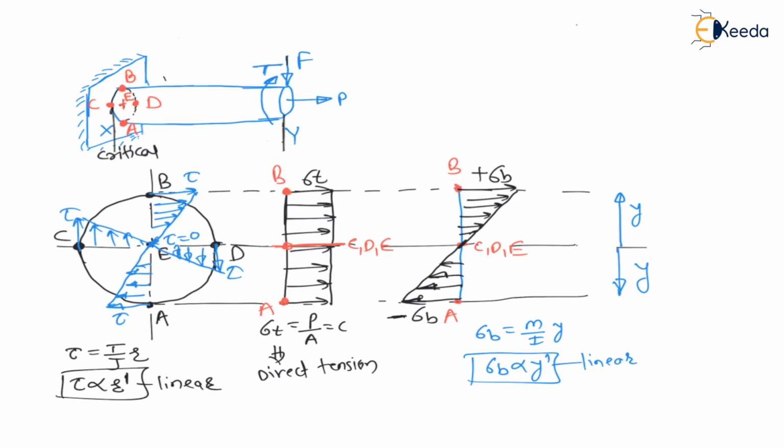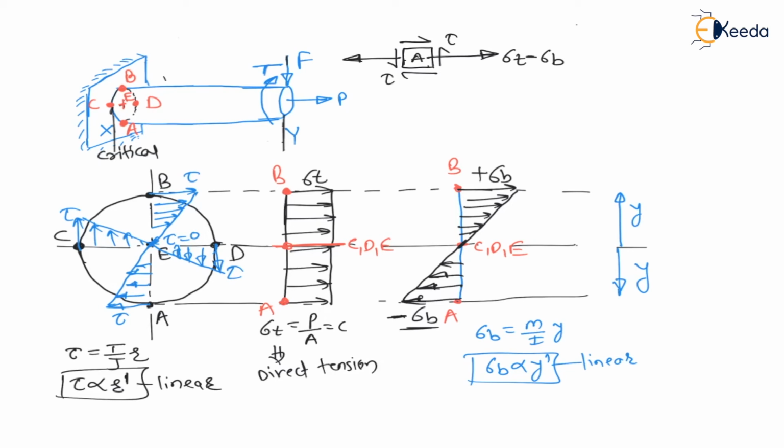Now we will locate the critical element for these stress distributions. Let us start with point A. At point A, torsional shear stress is maximum, tau. Again, at point A, there is direct tensile stress sigma T, and bending stress is compressive, which is nothing but negative. Means we have to subtract it from sigma T: sigma T minus sigma B. This will be the stress state at point A.